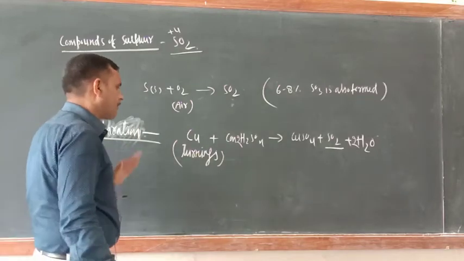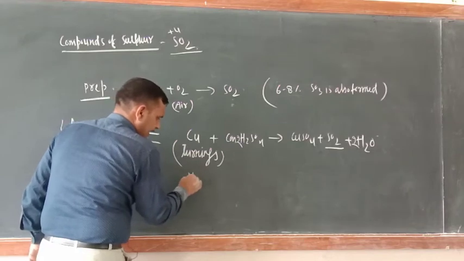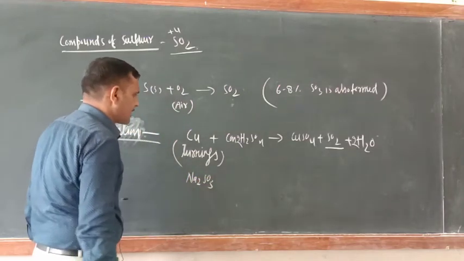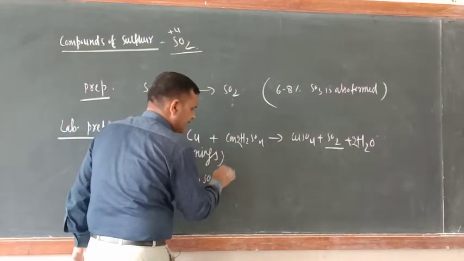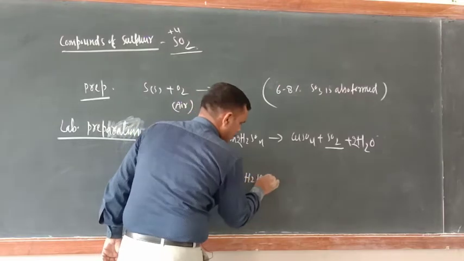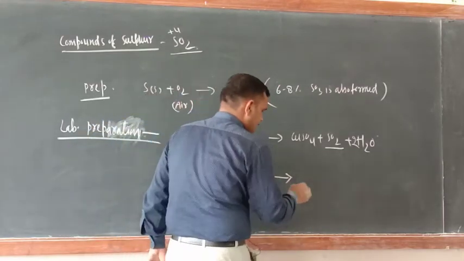There is one more way to prepare this one. Just see, Na2SO3, this is sodium sulfite. It should be treated with concentrated H2SO4. So what is formed here?